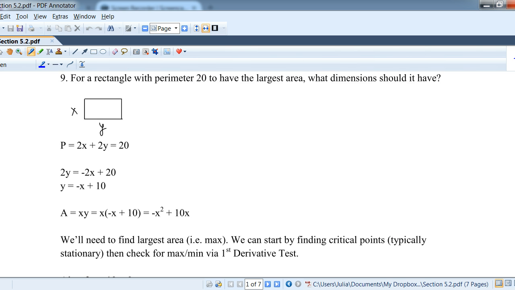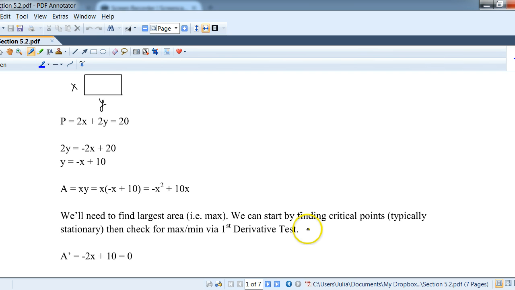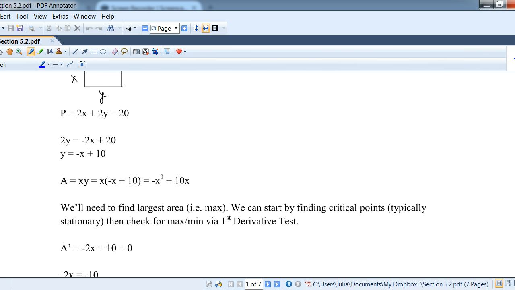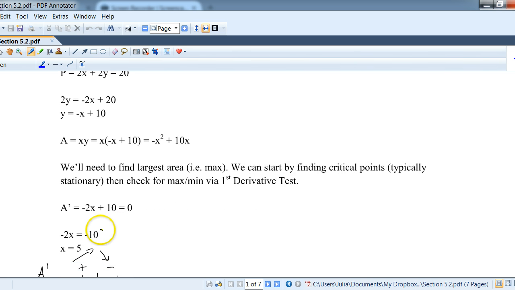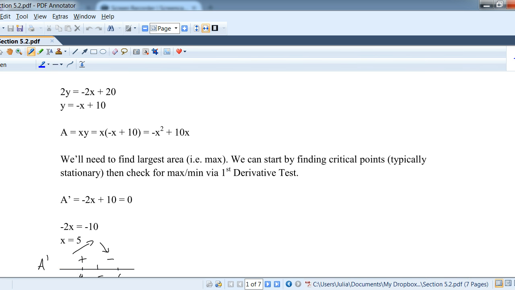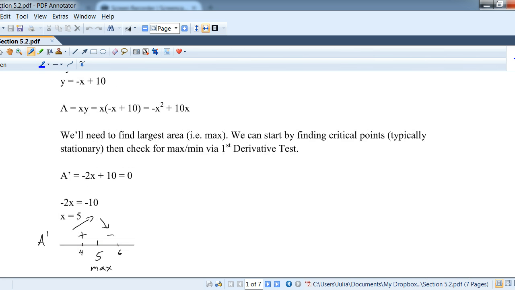So how do we find the largest area? So we can start by finding critical points. That's from the previous section. Typically stationary, but we can check for other points also. So we find the derivative, which is negative 2x plus 10. Let's set it equal to 0. There are going to be no singular points because it's always defined, no endpoints either. But we can solve. So we have x equals 5. Remember, it's just a critical point. So far, it's just a candidate for maximum.